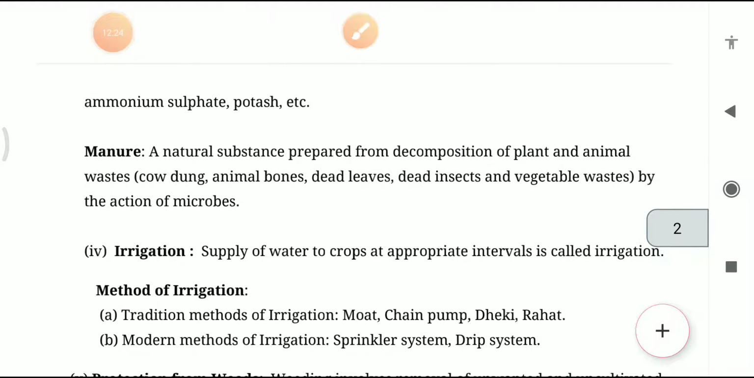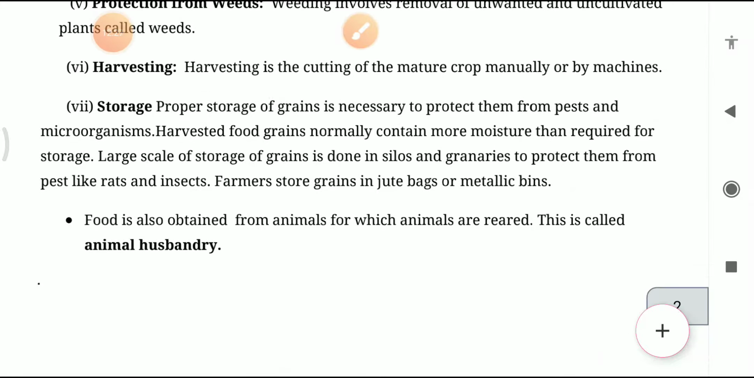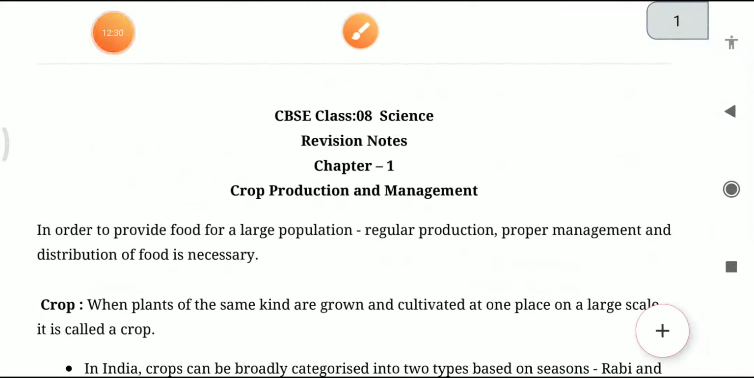So students, these are all the basic practices of crop production, and they are very important, and all these tasks are performed by the farmers. So this much only, students, you can read this and understand this topic by yourself.